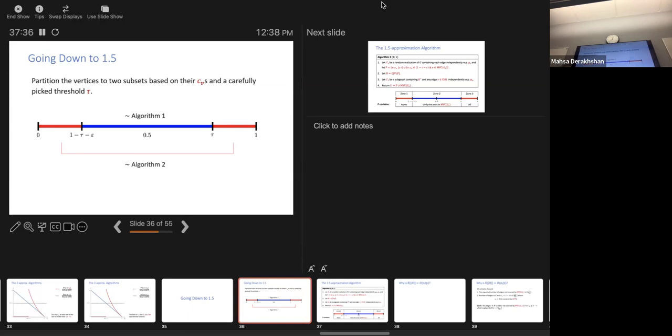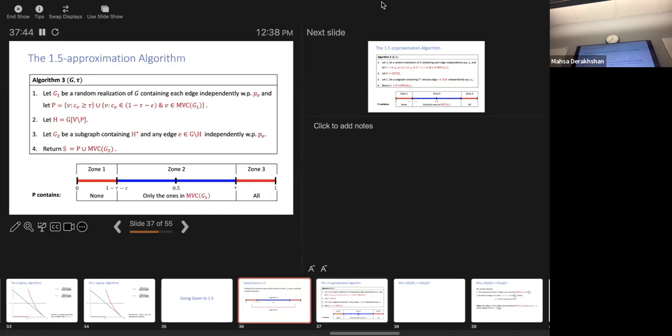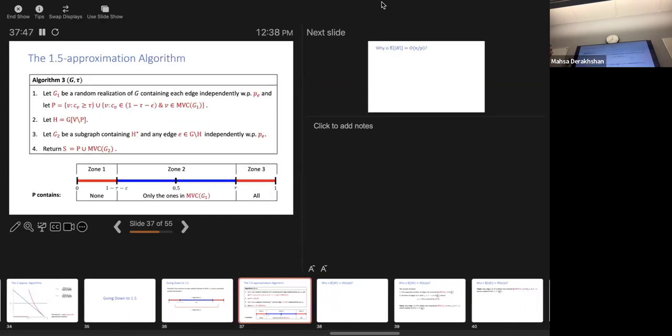So now let's assume that we've picked tau. Let's not worry about how. I'll tell you how the algorithm actually works given tau. Again, we are only concerned with this choice of P. The rest is similar to before. So what we do is that P contains none of the vertices here, right? Because that's what algorithm 2 would do. It doesn't take anything that has a CV smaller than half. Because here we are kind of running out. It takes everything from here. That's what algorithm 2 would do.